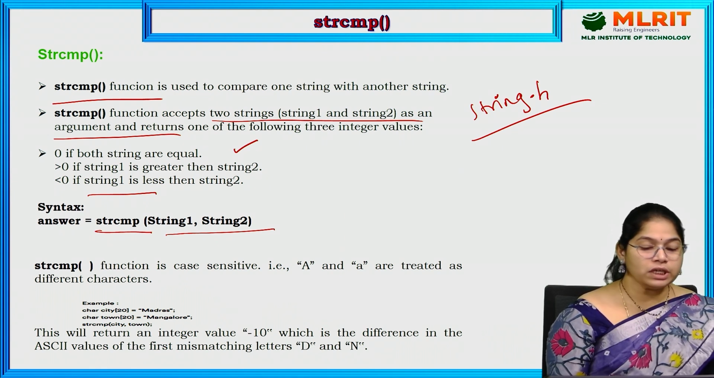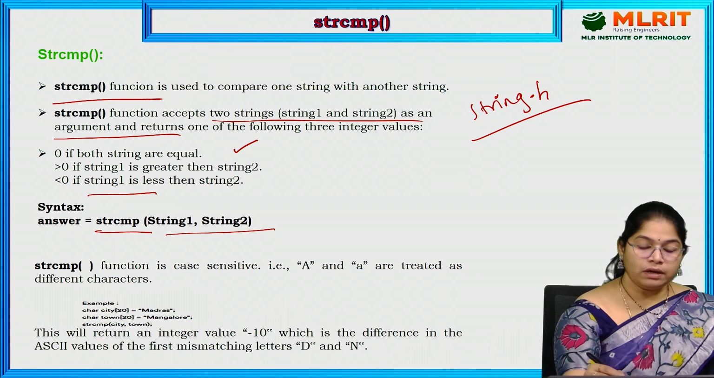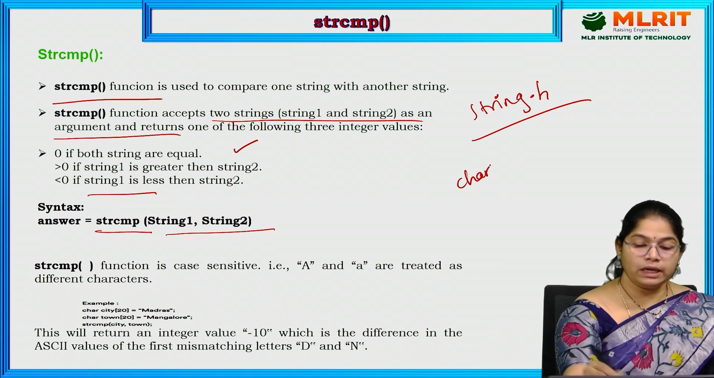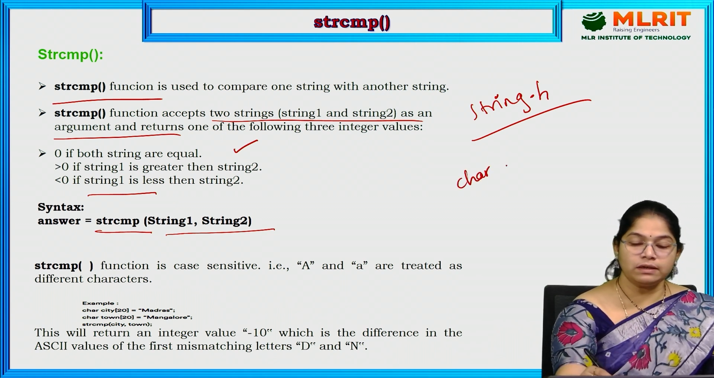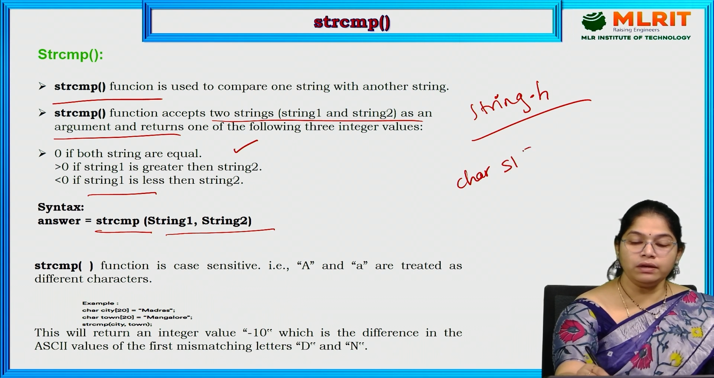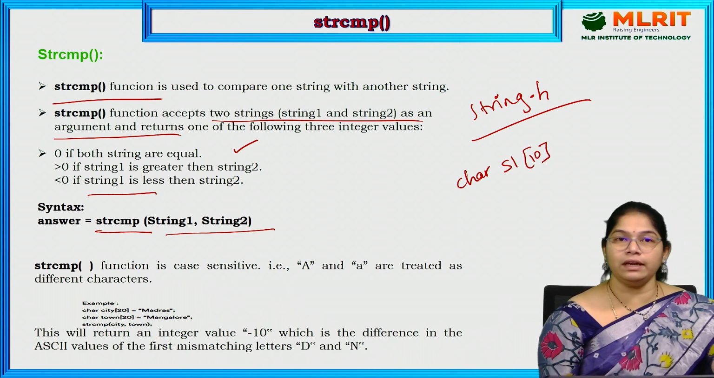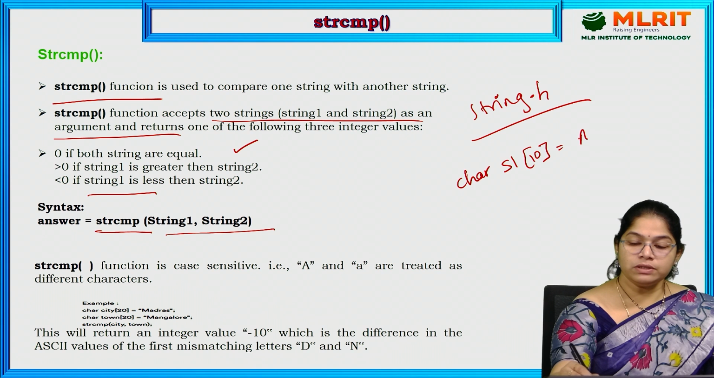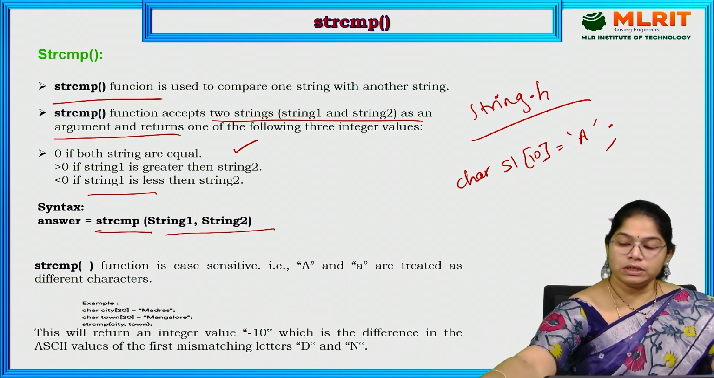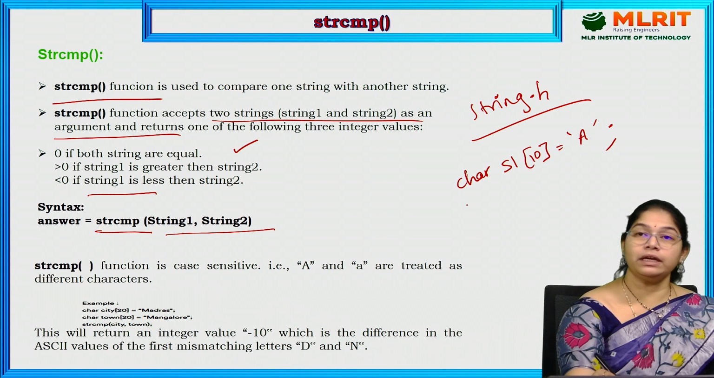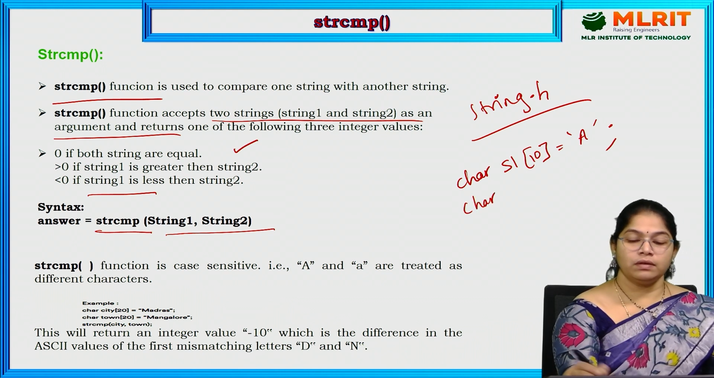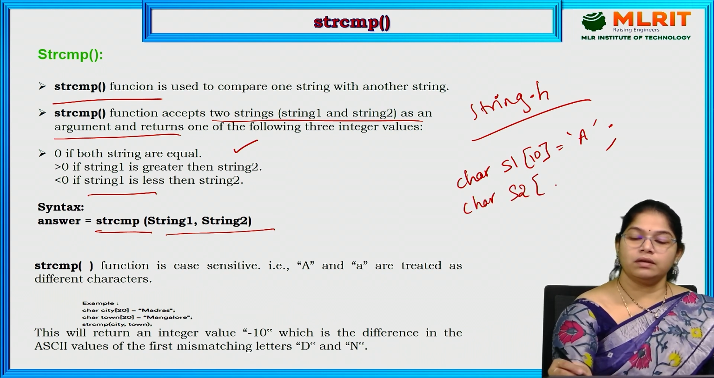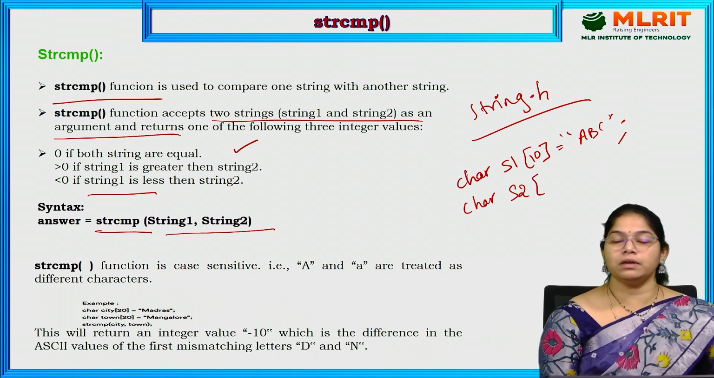And it is also case sensitive. Let us suppose here I am taking a string, always a data type character, s1, which is of size 10. Then here I am initializing the value as a. Now I am taking one more string, ABC. A group of characters must be enclosed in double quotations.